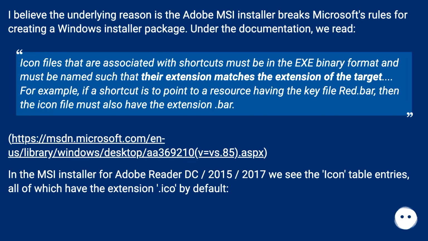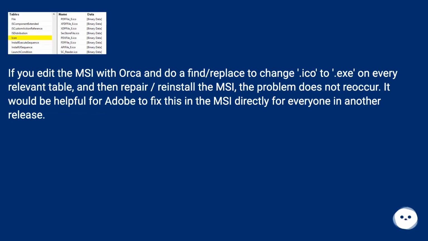In the MSI installer for Adobe Reader DC 2015-2017 we see the icon table entries, all of which have the extension .ico by default. If you edit them in Orca and do a find/replace to change .ico to .exe on every relevant table, and then reinstall the MSI, the problem does not reoccur. It would be helpful for Adobe to fix this in the MSI directly for everyone in another release.